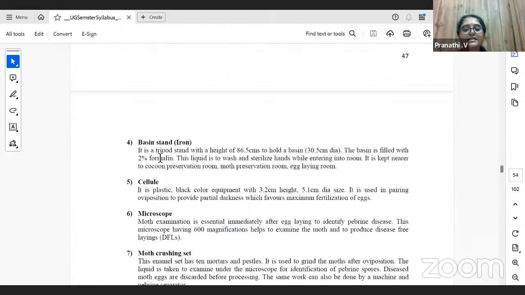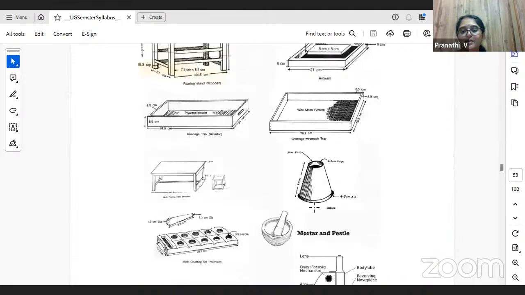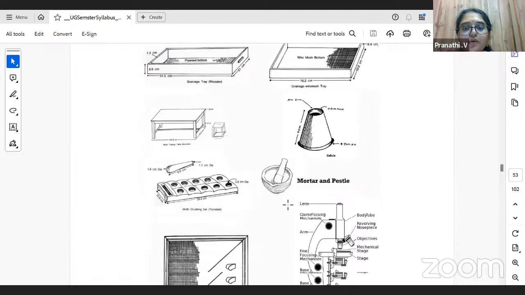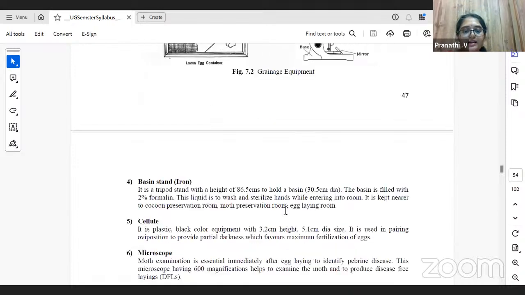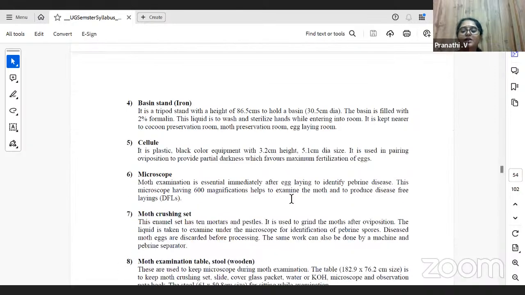Then you have a basin stand, which is a tripod stand. This basin stand can hold a basin filled with around 2% of formaldehyde or formalin, and this is used to wash and sterilize hands while entering the room. It is kept nearer to the cocoon preservation room, moth preservation or egg laying rooms. So we need to maintain aseptic conditions when we are dealing with cocoons.